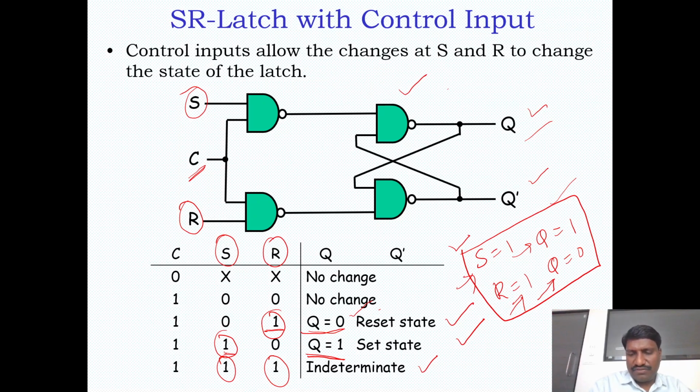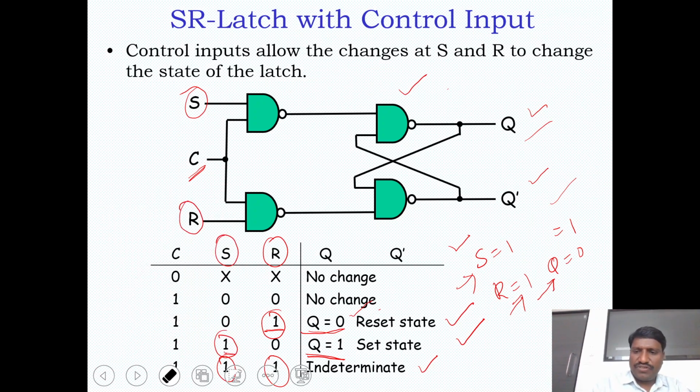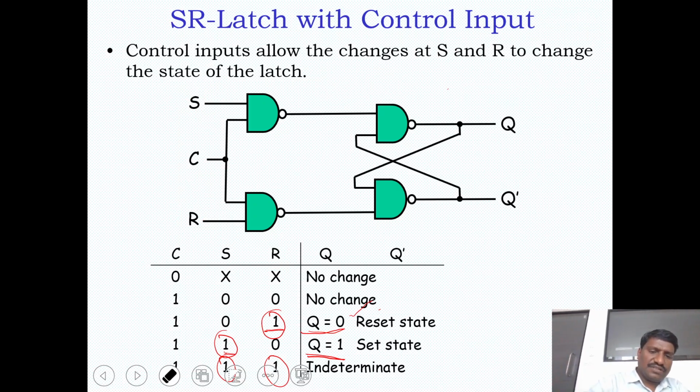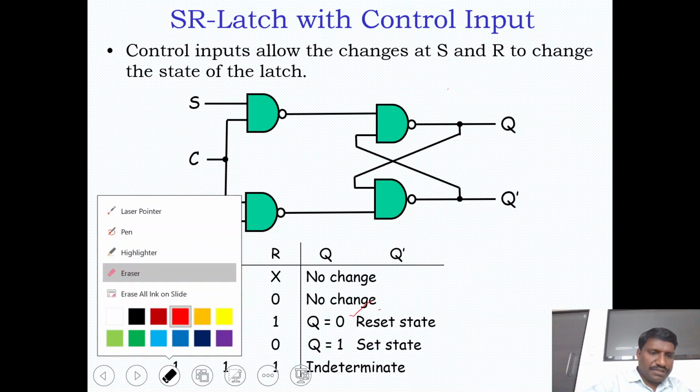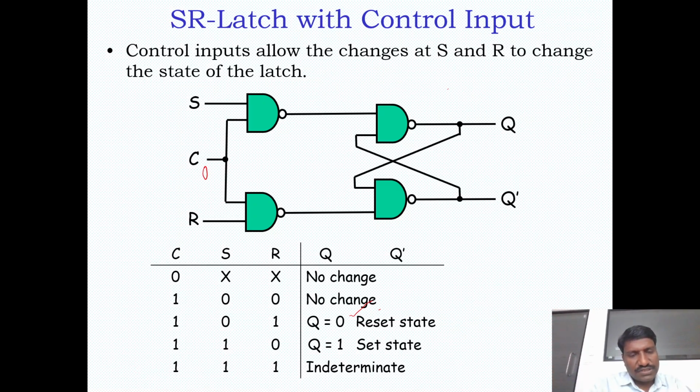And for this circuit, we try to make an analysis of how we will get this table. Very simple. We can analyze by looking at the various values of the control input C. Let's say C equal to 0. What is the input that we are getting over here? If one of the inputs to the NAND gate is 0, how does a NAND gate work? We have seen.